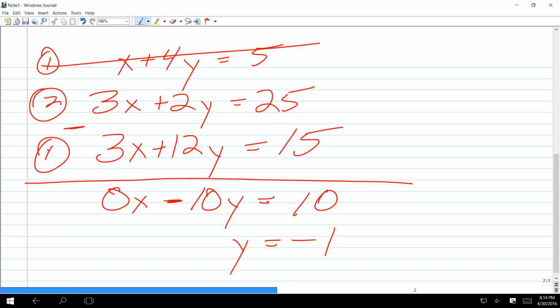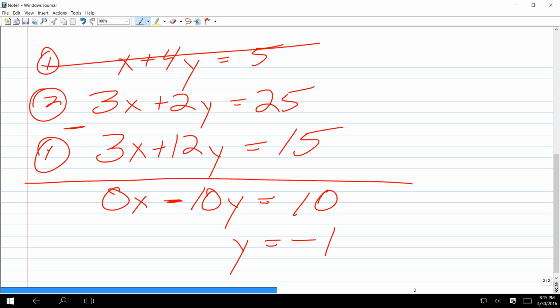I find that about 95% of my students add equations very well. Subtract, not so well. So I really want to set up these equations so that I can add them and eliminate a variable. But the goal is to eliminate a variable.